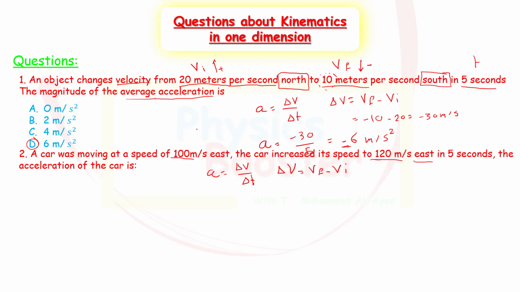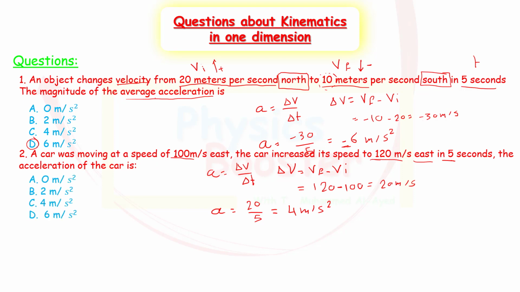It says that it's going east, so we know that east is a positive value. Delta V is equal to 120 minus V initial, which is 100. So it's equal to 20 meters per second. And what about time? Time is 5. It's clear. So we can say that the acceleration is 20 divided by 5, which is equal to 4 meters per second squared. Let's see our choices. Yes, and the answer is C.